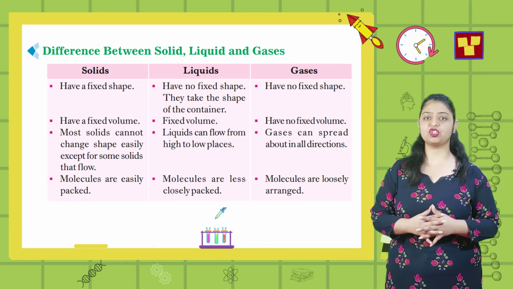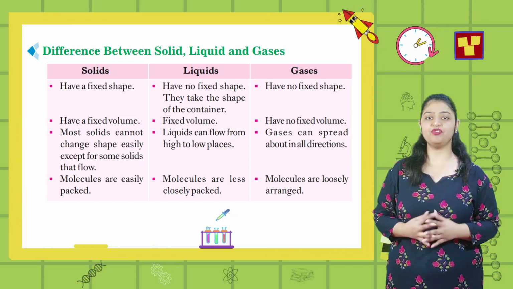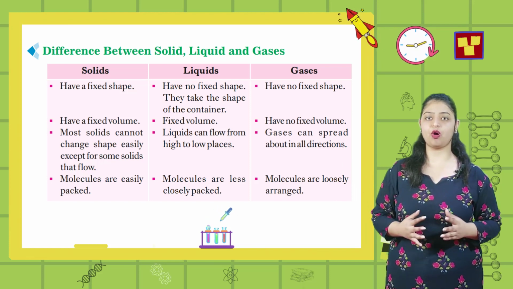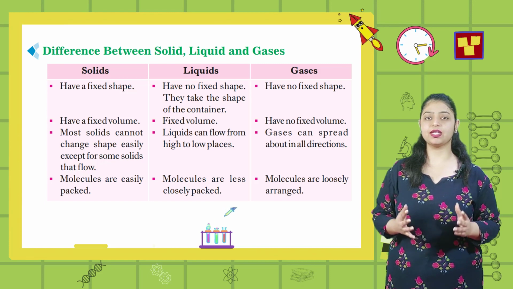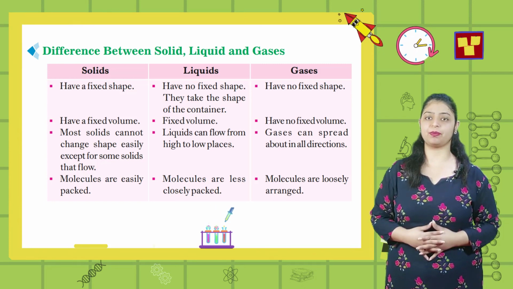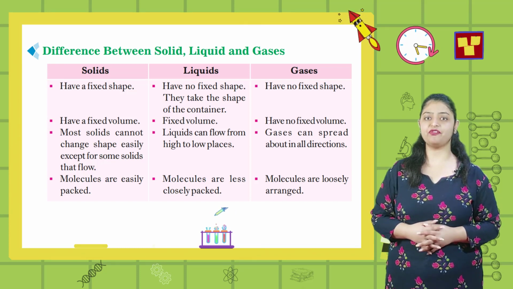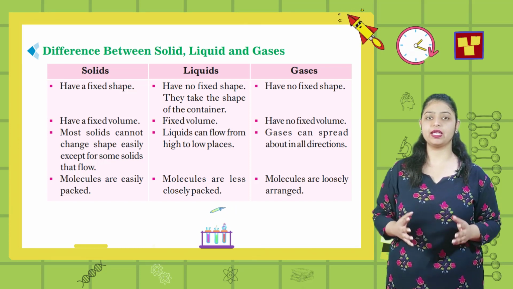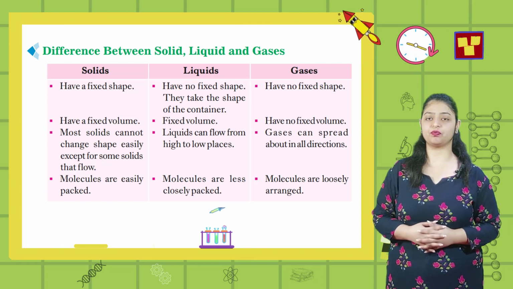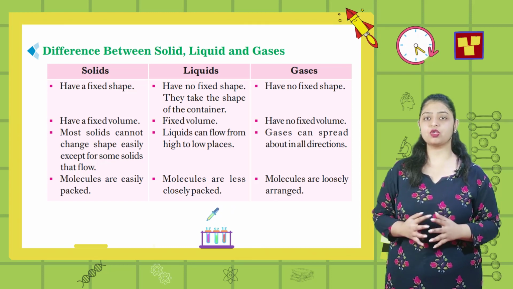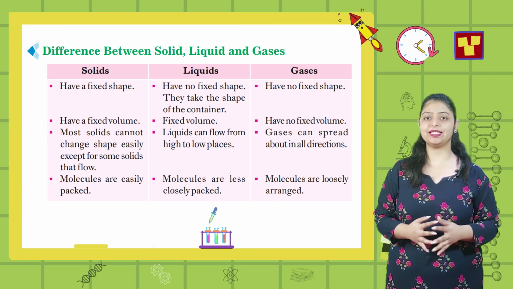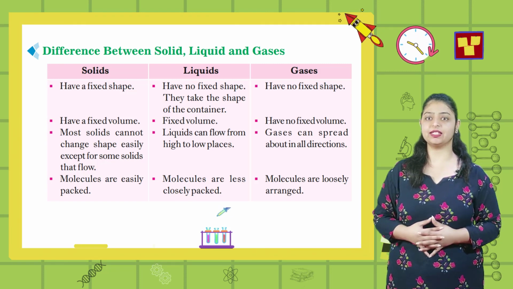Solids have fixed shape. Liquids have no fixed shape. They take the shape of the container. Gases have no fixed shape. Solids have a fixed volume. Liquids have fixed volume. Gases have no fixed volume. Solids. Most solids cannot change shape easily except for some solids that flow.